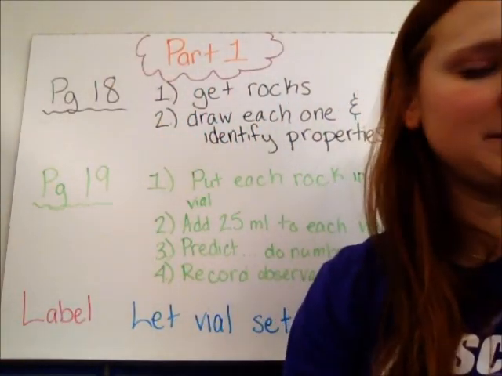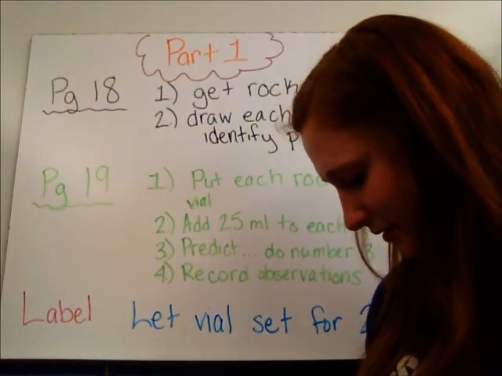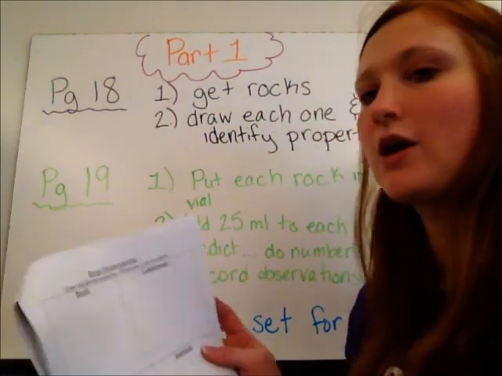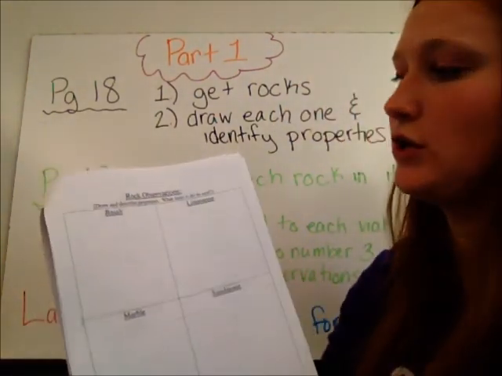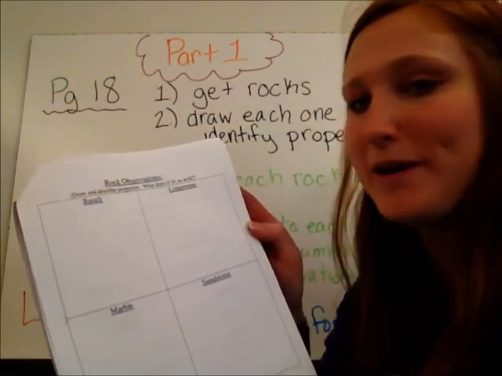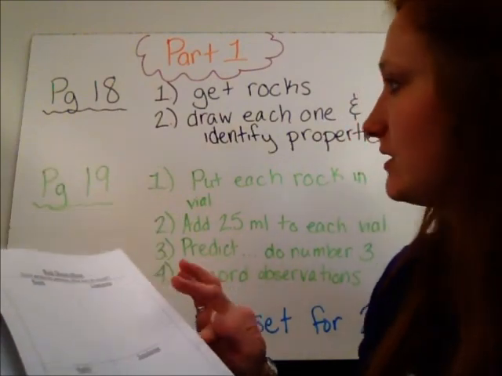Part 1 of our experiment is on page 18. Rock observations. You will get each one of these rocks and you need to draw them and record their properties, just like we did with the minerals when we rotated through our stations.